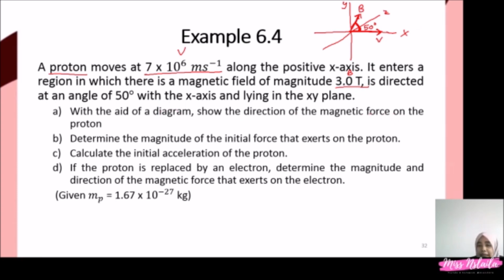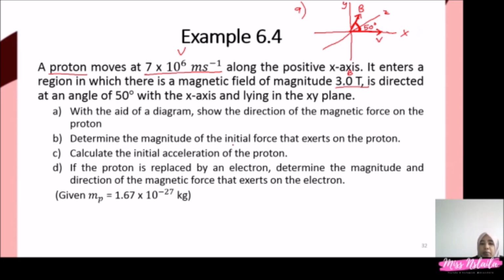So you kena sketch a diagram, okay, macam ini. Okay, X, Y, Z axis. So you can use your hand rule method to determine the direction of F. So V ke kanan, B ke atas with angle of 50 degrees with V, and then where will be the direction of F?